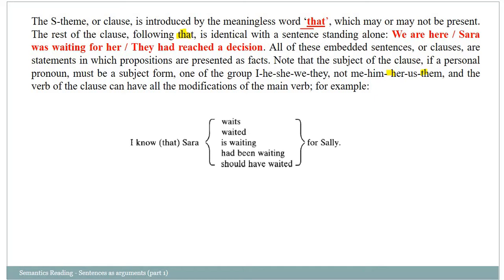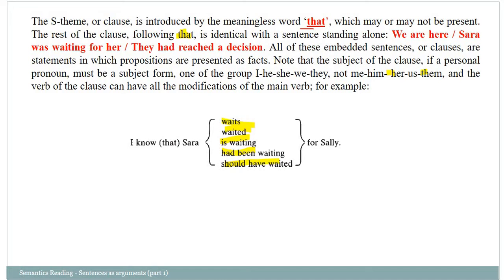Let's look at this. This shows us what I mean. I know that Sarah waits. You can see this is present simple. Sarah waited. Sarah is waiting, present continuous. Sarah had been waiting. Sarah should have waited. Sarah must wait. Or you can arrange it according to any tense you would like.